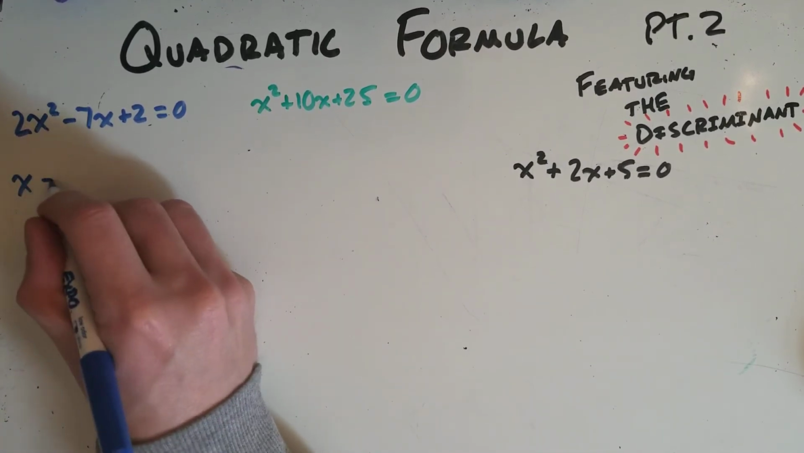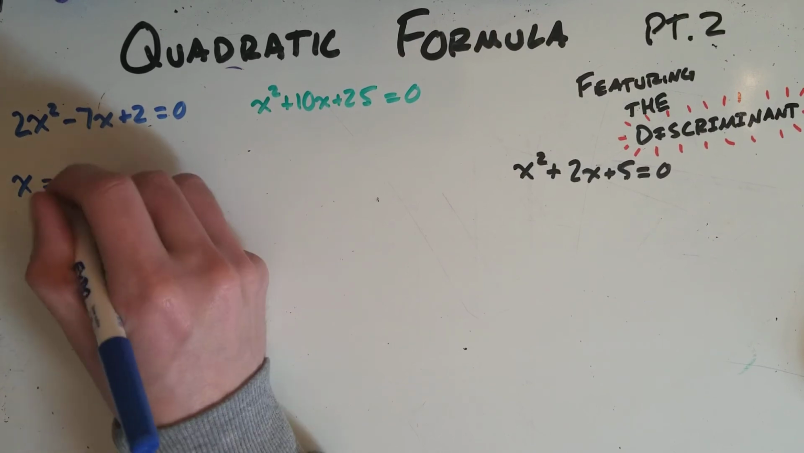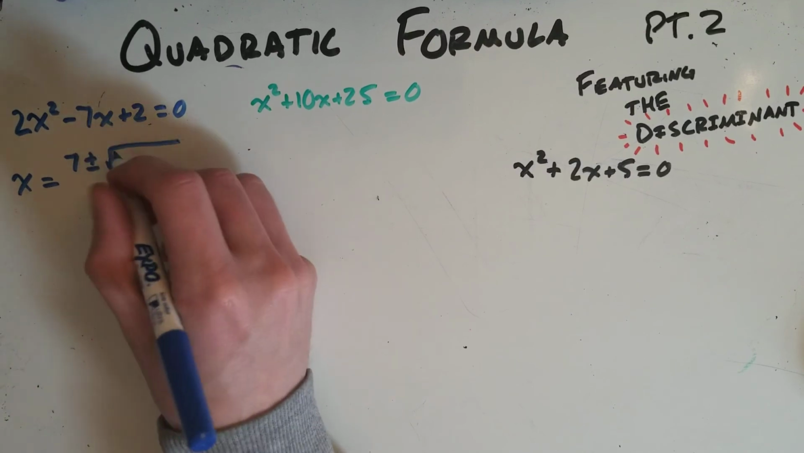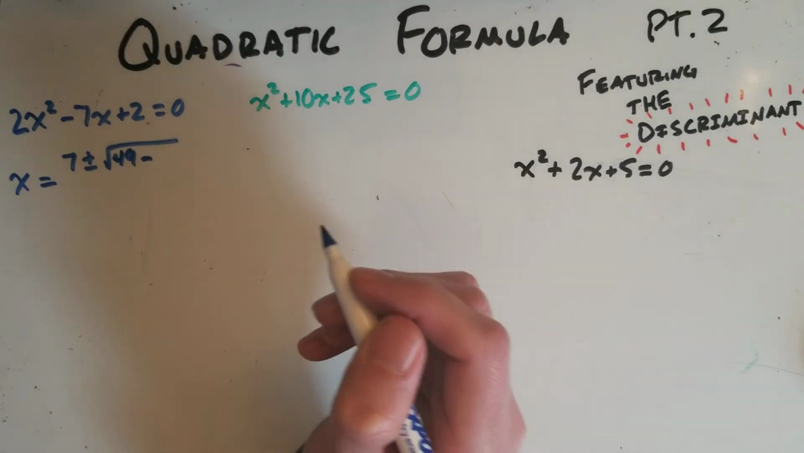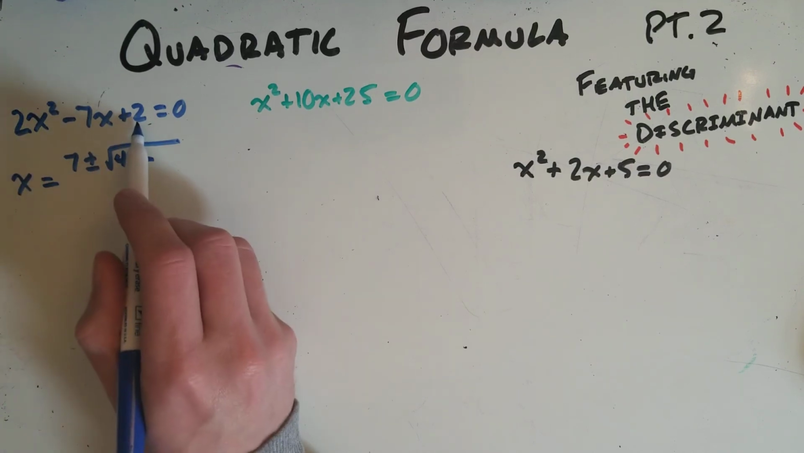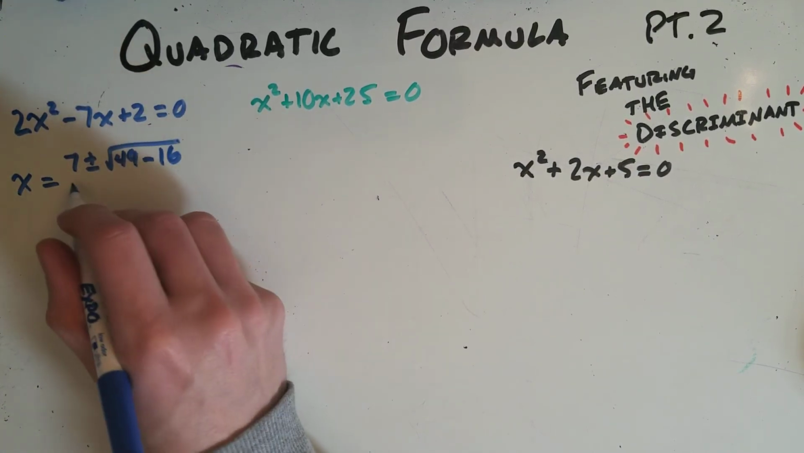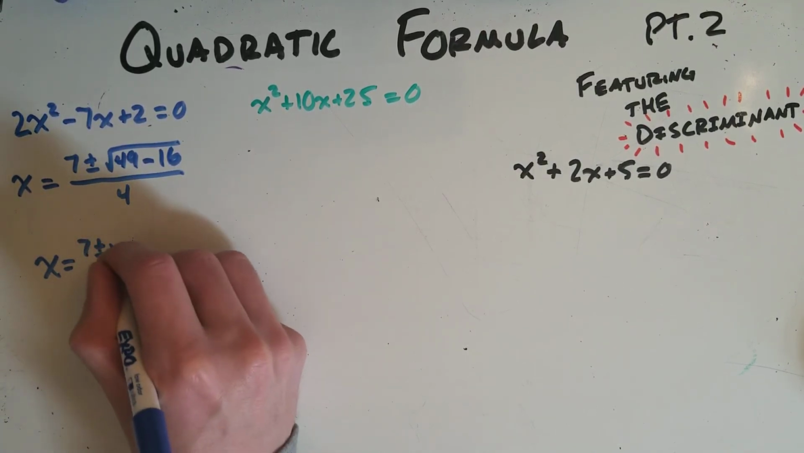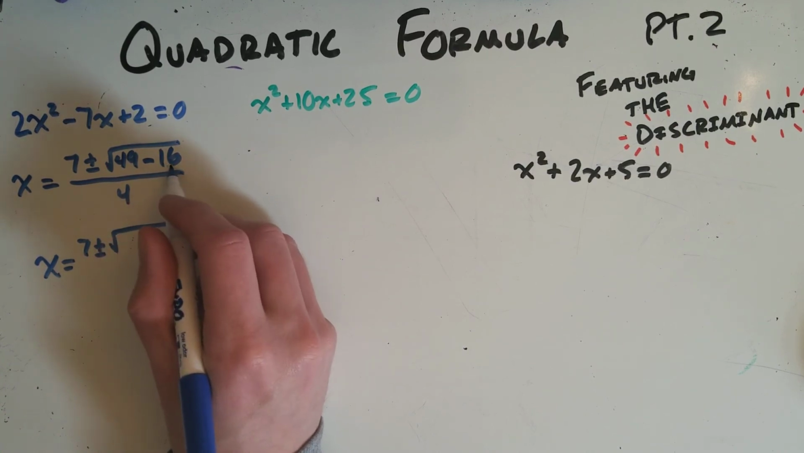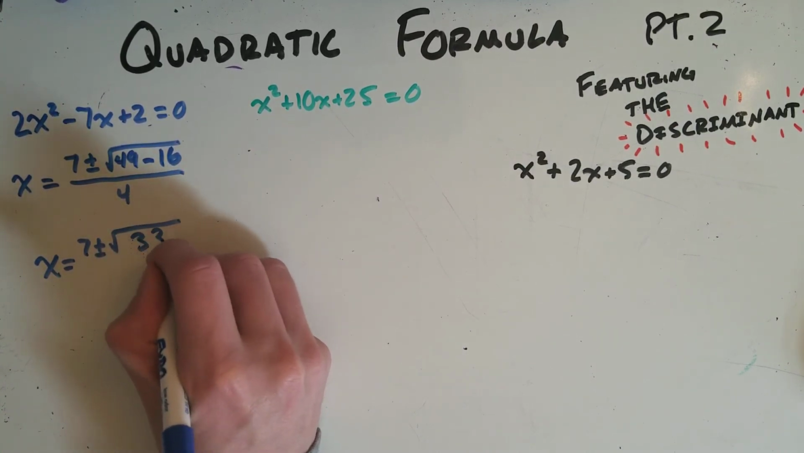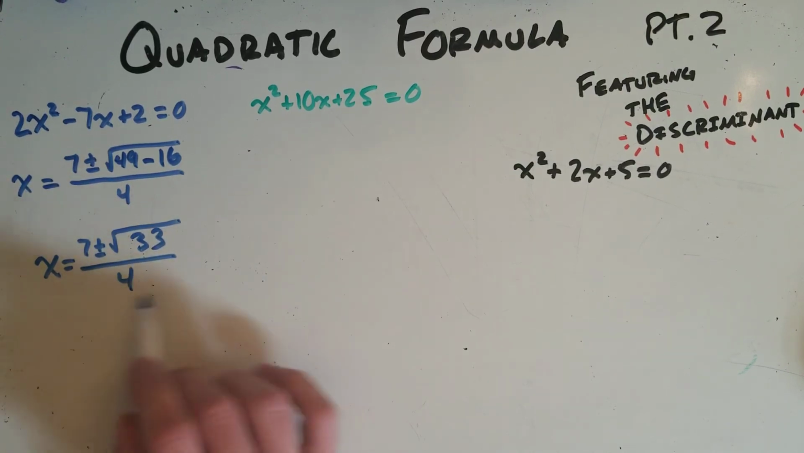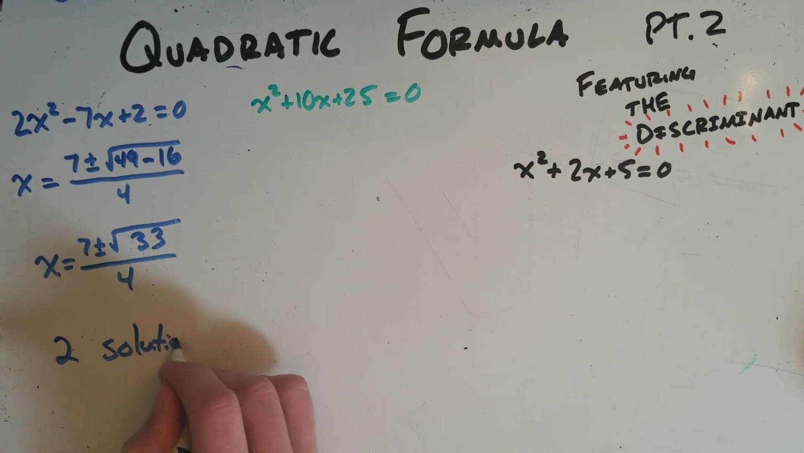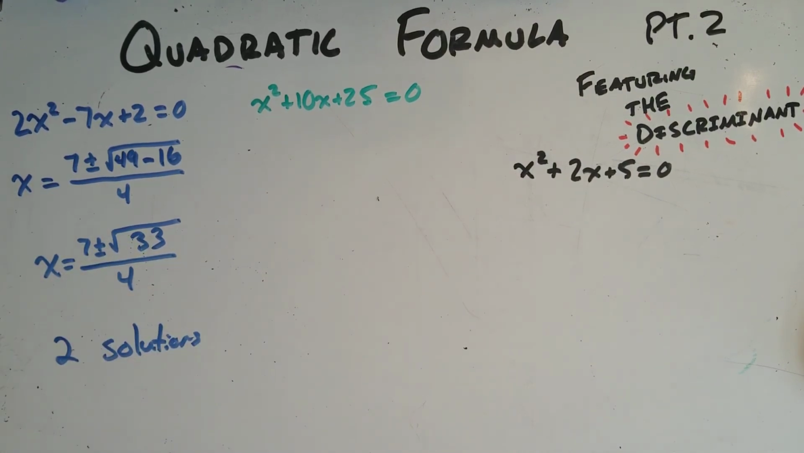So our first one, if we use the quadratic formula, opposite of b, 7, plus or minus the square root of b squared, which is 49, minus 4ac. ac is 4 times 4, so minus 16, all over 2a, which is 4. So x equals 7 plus or minus the square root of 49 minus 16, which is 33, all over 4. And then from here we can determine that there's going to be two solutions. That's what we're going to leave it as for now. We'll look for a pattern in a second.